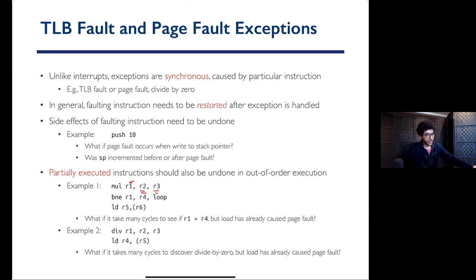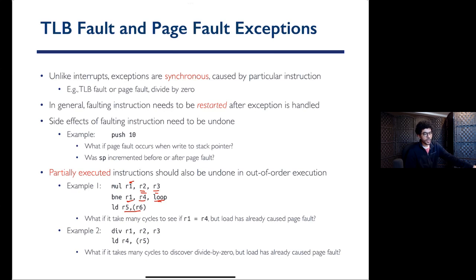And then the second is a branch on the result of R1. I guess this is a check. It checks R1 and R2. If they're not equal, then we go to loop. And if they're equal, then we just continue to the next instruction.